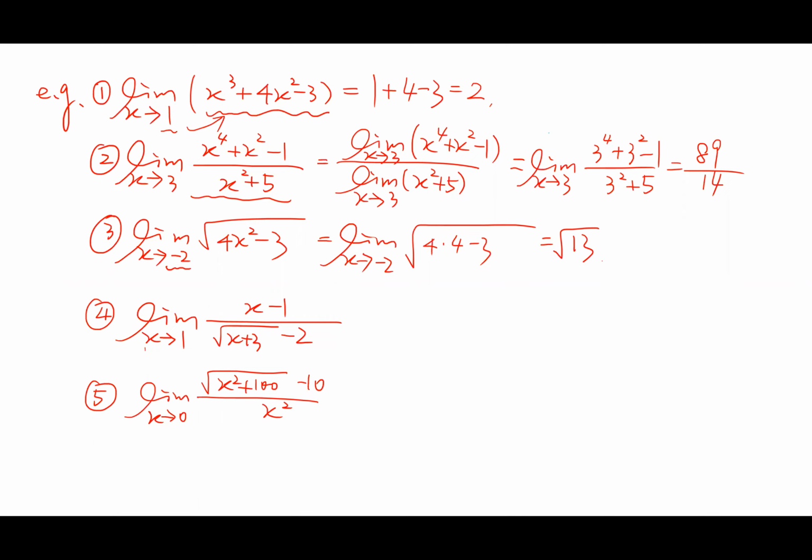As we can see here, number 4 and number 5, we get the 0 by 0 type again, so you cannot just substitute the point into the function. The substitution way does not work here. So how can we solve this kind of question?